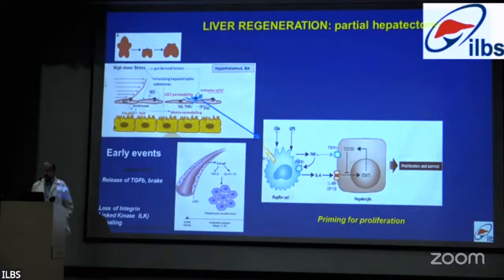Also, the Kupffer cells come into play within 4 to 6 hours, and they will now start giving messages to the hepatocytes. They will give TNF alpha, IL-6, and because of which there is a start of the process of proliferation, and priming for proliferation starts.